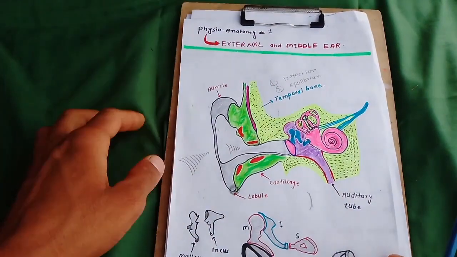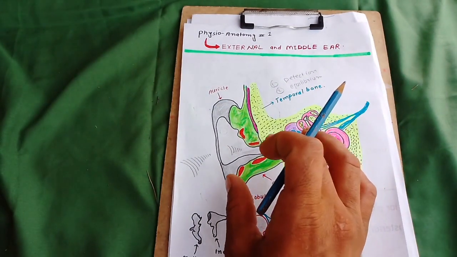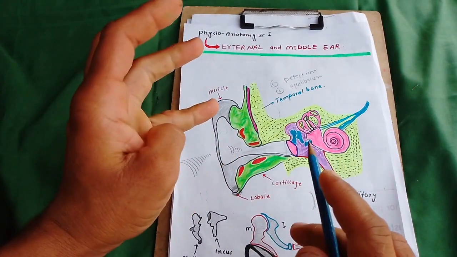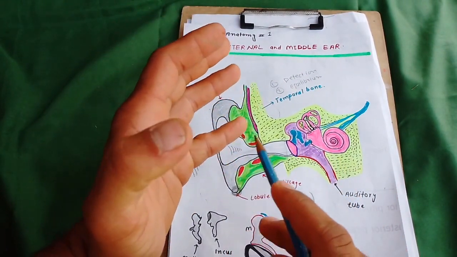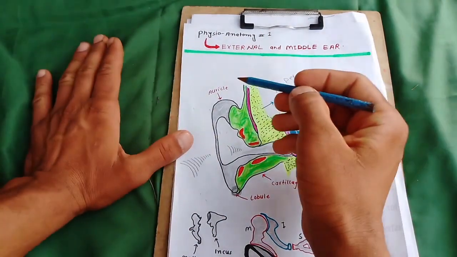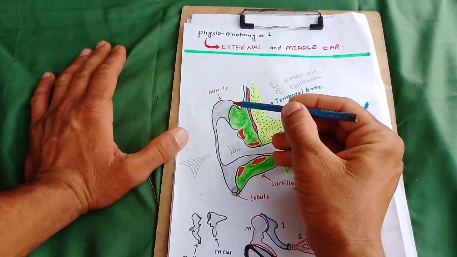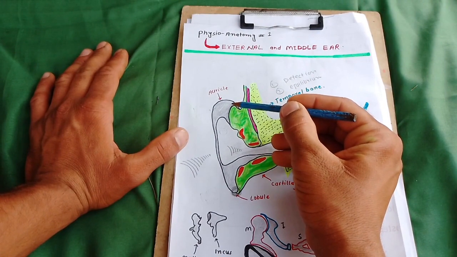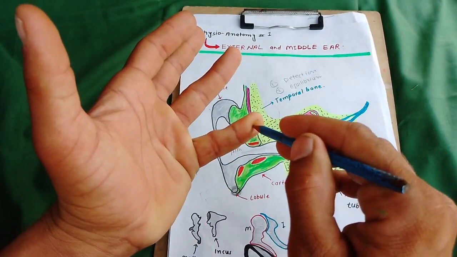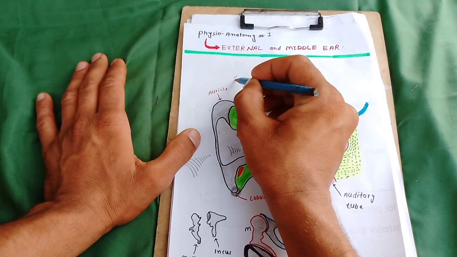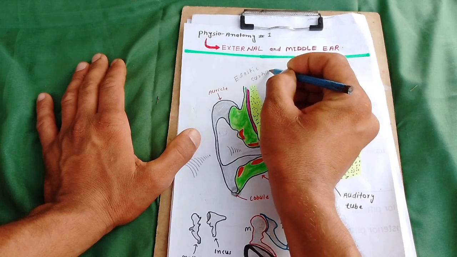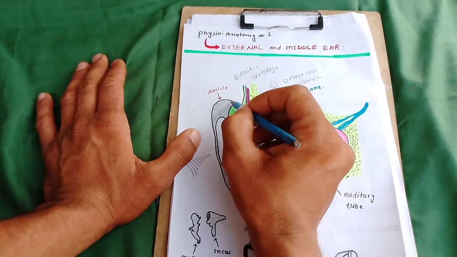Okay, so what is the external ear? What is the anatomy of the external ear? The external ear is the outermost part of the ear, and it consists of 2 parts: the ear pinna and the ear canal. Ear pinna or auricle is the outermost part of the external ear, and it is made only of elastic cartilage, covered simply by the skin.